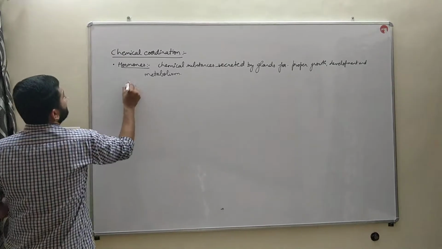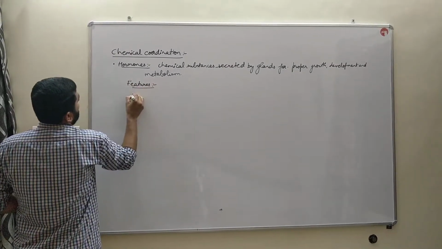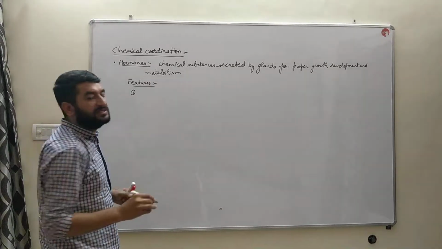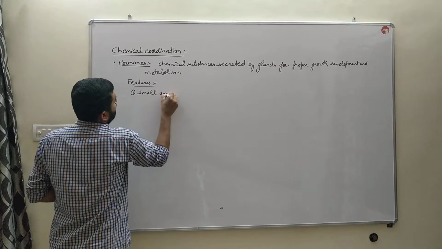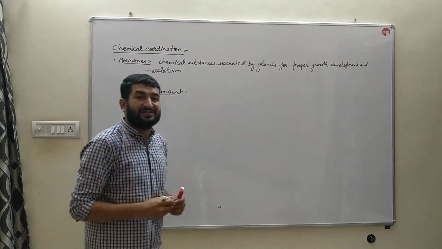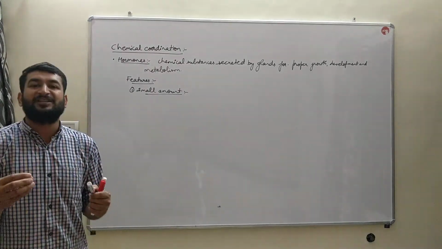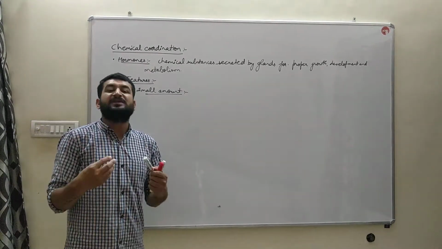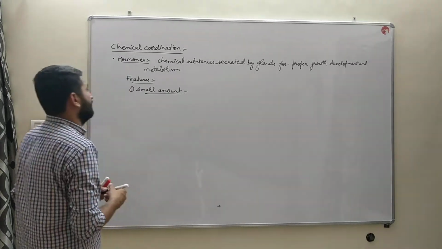There are certain specific characteristics or features of hormones. The first one is they are required in very small amount. So you can add this point in the definition as well. Hormones are the chemical substances which are required in very small quantity and released by the glands for the proper growth and development.